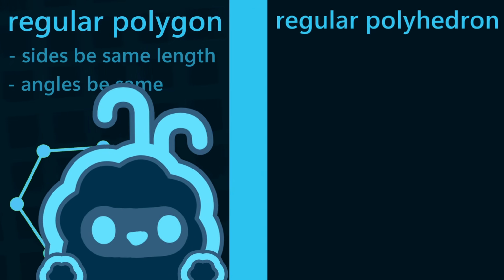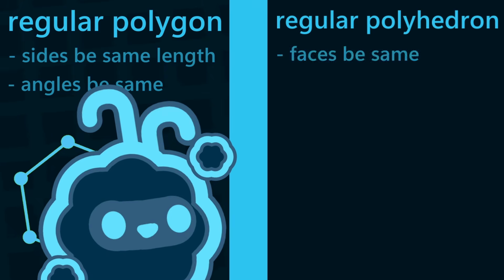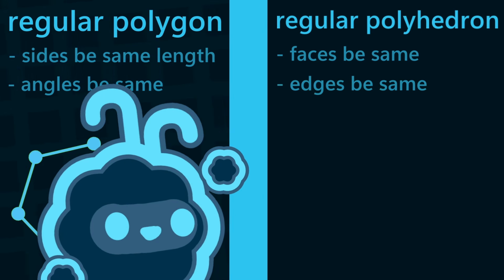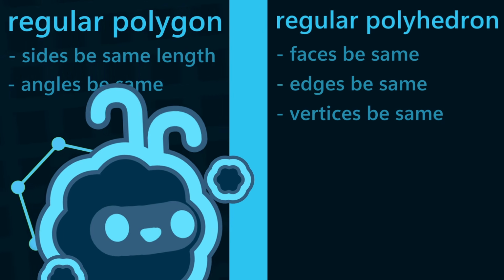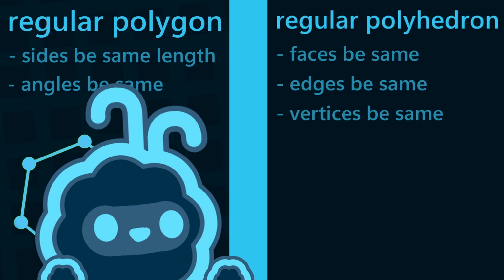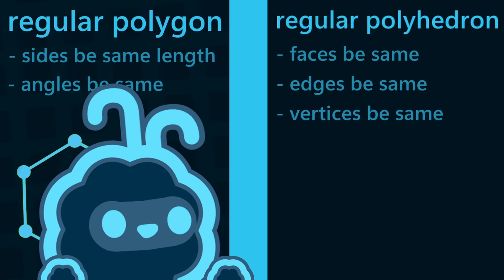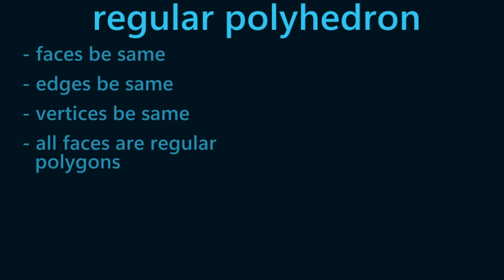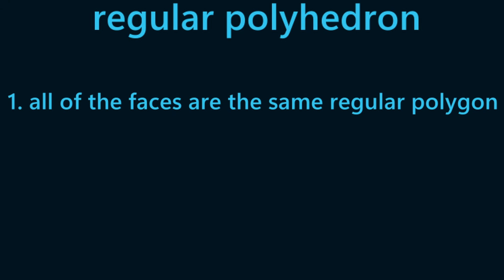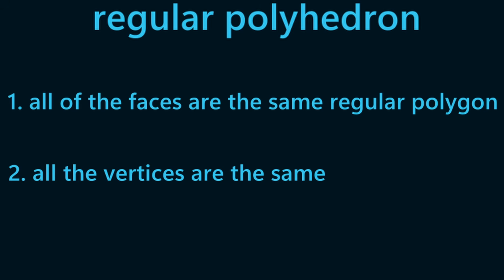So for something to be a regular polyhedron, I'm going to claim that all of its faces need to be the same, all of its edges need to be the same, and all the vertices need to be the same. After all, those are the things that polyhedra have. And additionally, since a polyhedron's faces are polygons, all the faces will need to be regular polygons. So under this definition I just made up, a polyhedron is regular if all the faces are the same regular polygon, and this will by default ensure that the edges are all the same as well. And finally, all the vertices need to be the same.